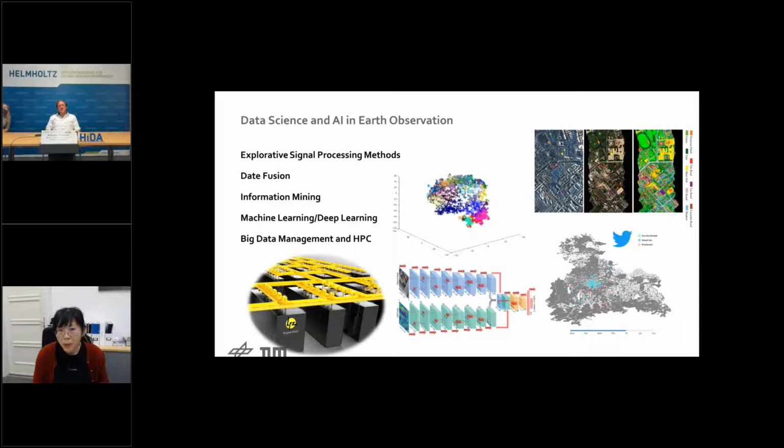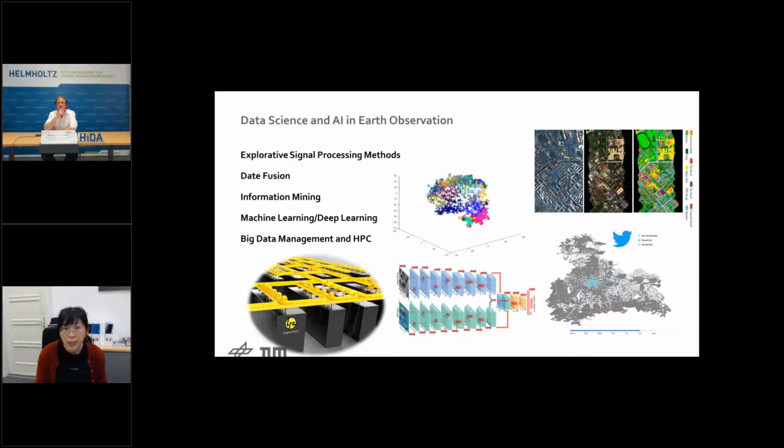So in our domain, in order to be able to harvest from this big EO data, we need different expertise. We need explorative signal processing methods to improve physical model-based information retrieval. We need to work on data fusion because we have multi-sensory data available for any application. Information mining is important because we need to figure out from the big database which are the interesting data, where interesting phenomena and changes happen. And machine learning and deep learning are obviously a big focus in order to have more data-driven analytics.